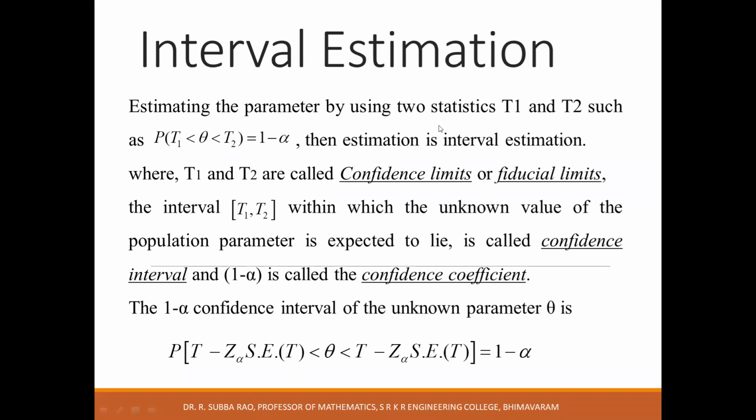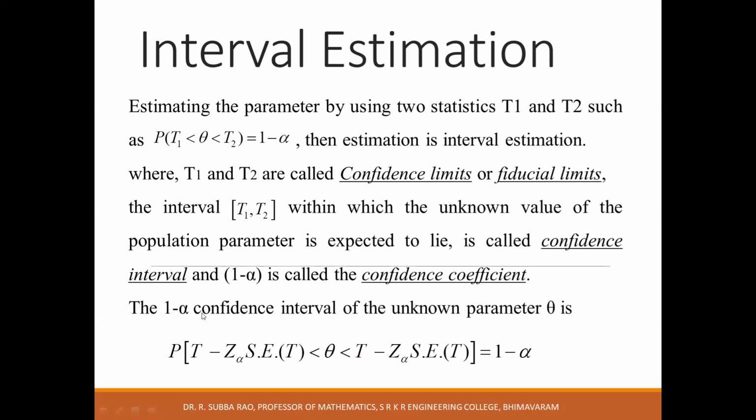So the interval estimate, finally, you can define like this: estimating the population parameter using two statistics T1 and T2 such that the probability of T1 less than theta less than T2 is equal to 1 minus alpha. This is interval estimation, where T1 and T2 are called the confidence limits or fiducial limits. The interval written within brackets, (T1, T2), is called a confidence interval, and 1 minus alpha is called the confidence coefficient.